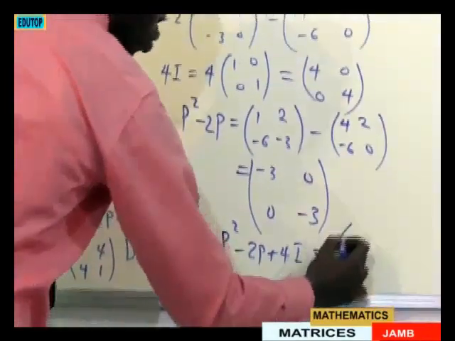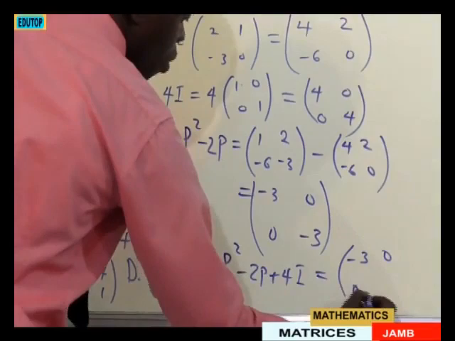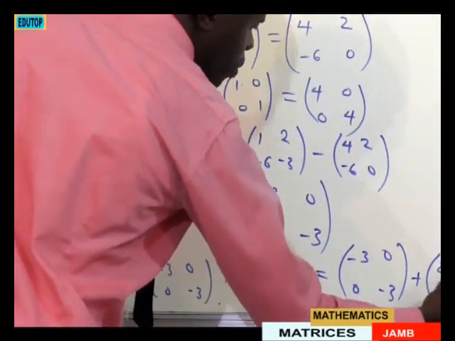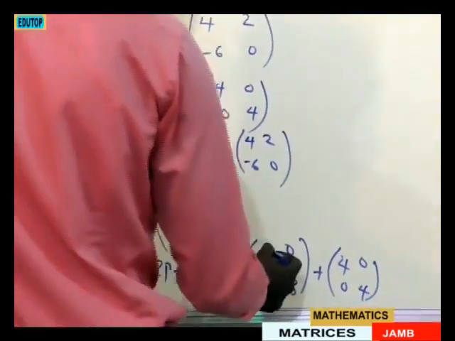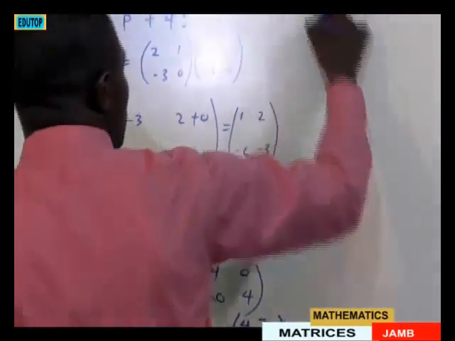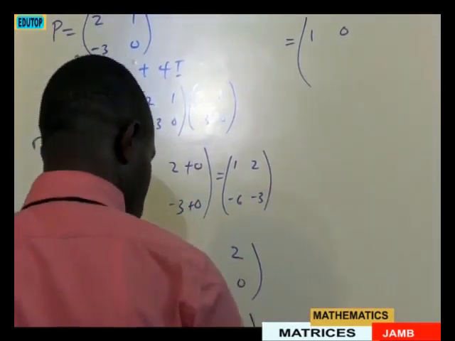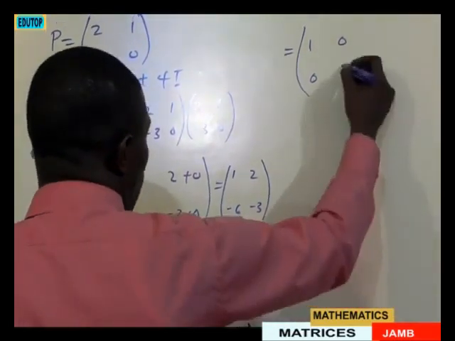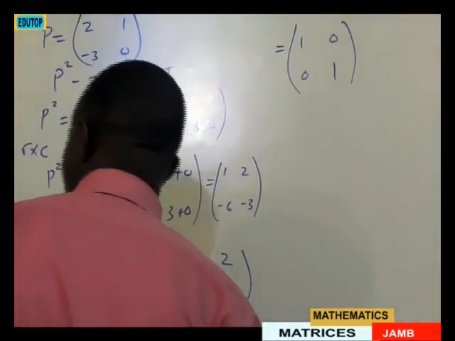So I'll have p squared minus 2p is minus 3, 0, 0, minus 3, plus 4, 0, 0, 4. So let me now resolve this. Minus 3 plus 4, that is 1. 0 plus 0, 0. 0 plus 0, 0. Minus 3 plus 4, 1. So we arrive at a unit matrix for that answer.